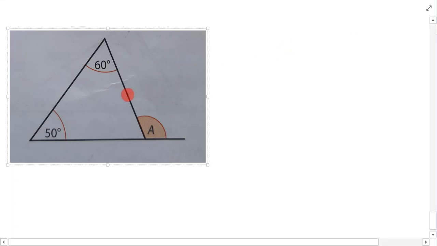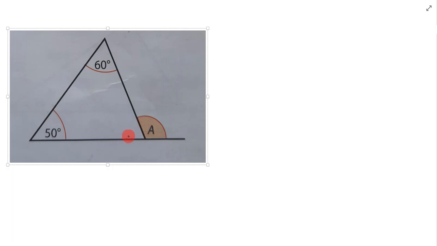Okay, so if we have a look at this question here, it's question 6 and it's the first question. What you're being asked to do is find out what the angle is for A here. In order to do this, you need to understand that if we add up all the angles within a triangle, it's equal to 180 degrees. We can use that rule and find out what this angle is in here, okay?